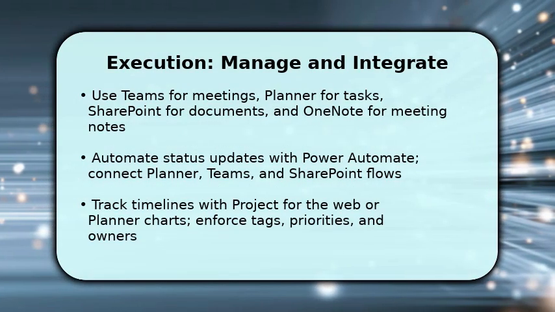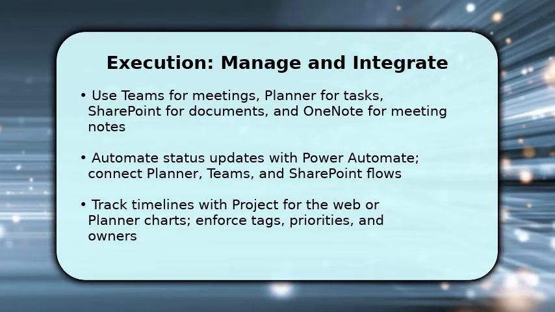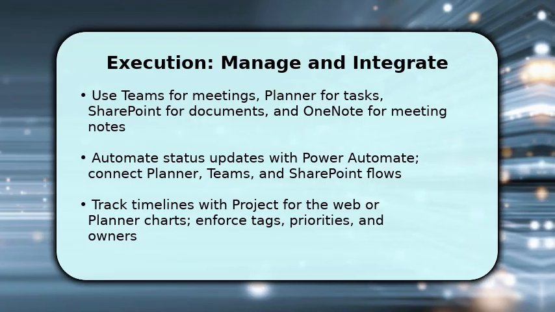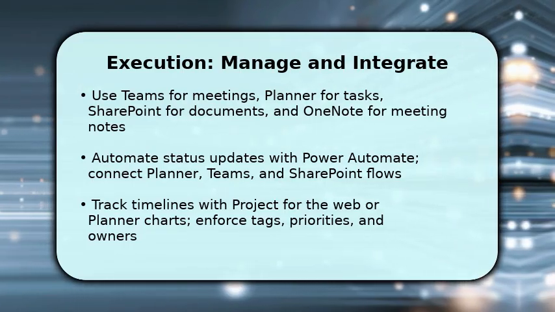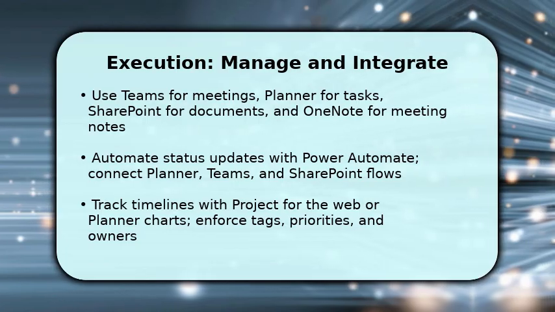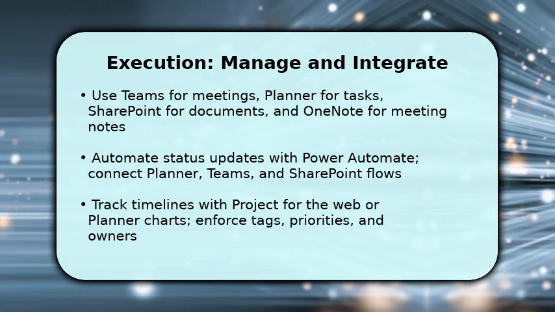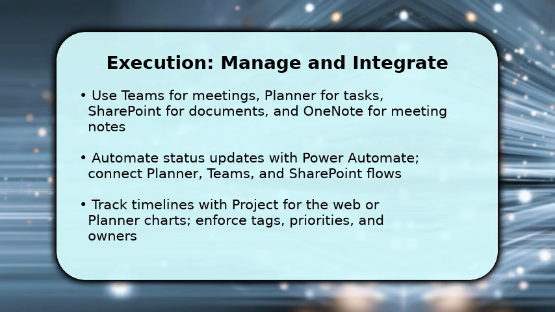You now focus on execution. Run stand-ups in Teams, update Planner tasks in real time, and store deliverables in SharePoint so everyone sees the latest file. Once tasks are flowing, build Power Automate flows to post Planner updates into Teams and sync key documents to folders. Automation reduces manual status chasing.